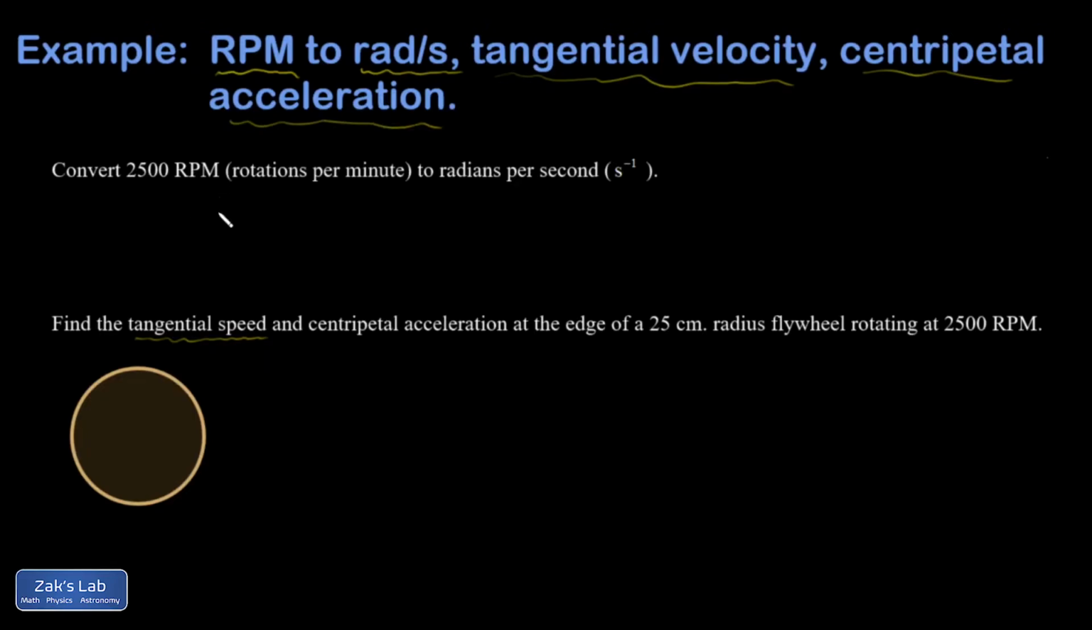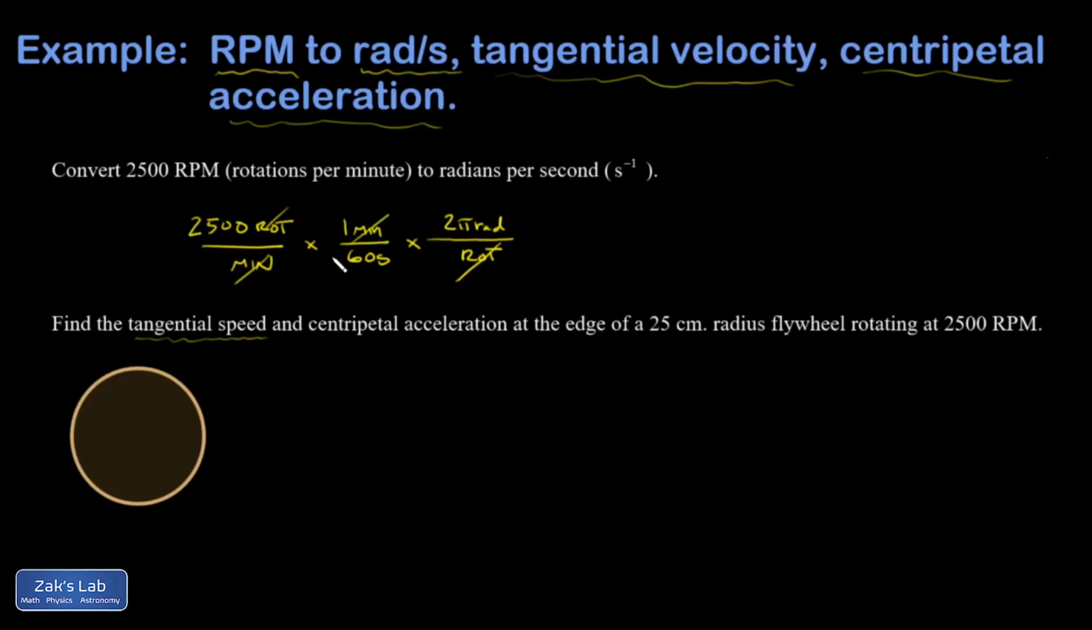So 2,500 RPMs, this is just unit analysis stuff. So 2,500 rotations per minute. I want to get seconds down there, so I'm going to go 1 minute for every 60 seconds. And then I need to convert rotations to radians. So there's 2 pi radians in every 1 full rotation. So I have 2 pi radians per rotation. And that's it.